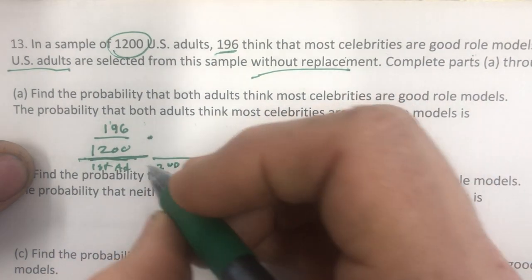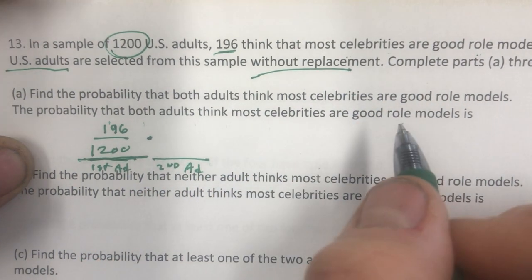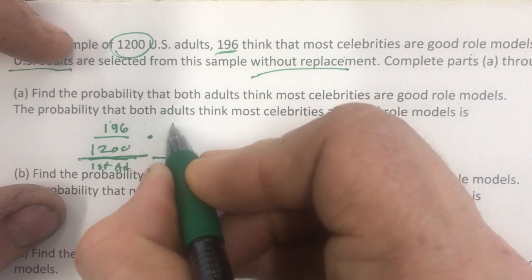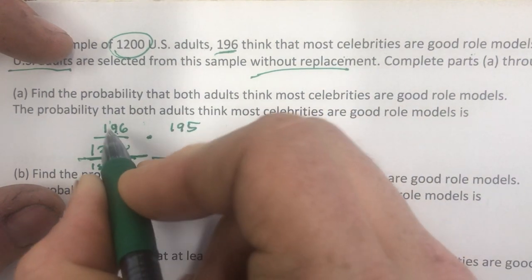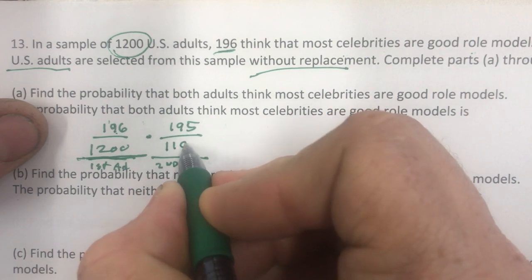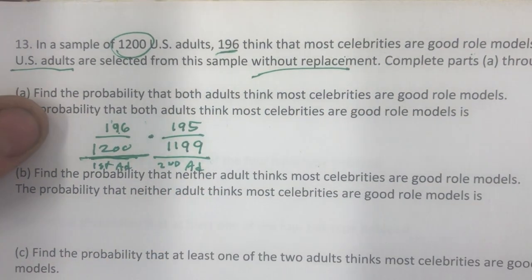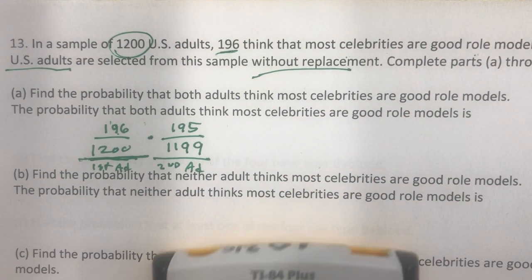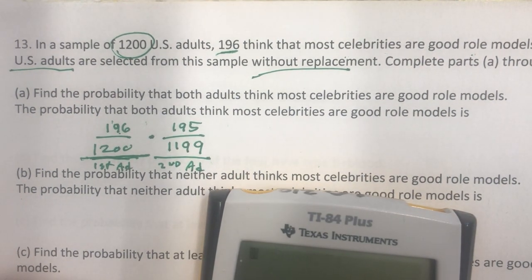Okay, now for the second one, I want him to also think that most celebrities are good role models. So that means there's going to be 195 now because I've already taken that guy out. And that means right here, instead of 1,200, there's 1,199 now. And so that's what I've multiplied. Okay, now I think we're going to have to leave these as decimals.